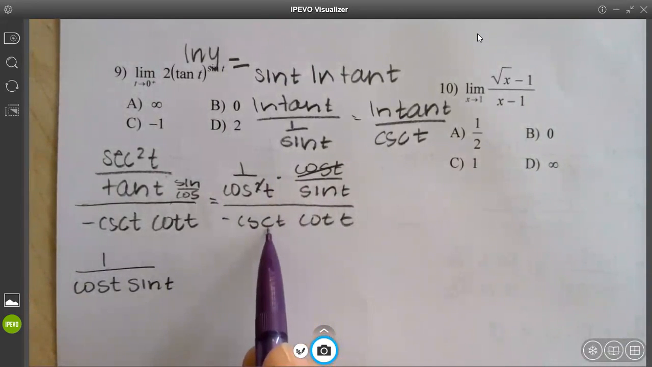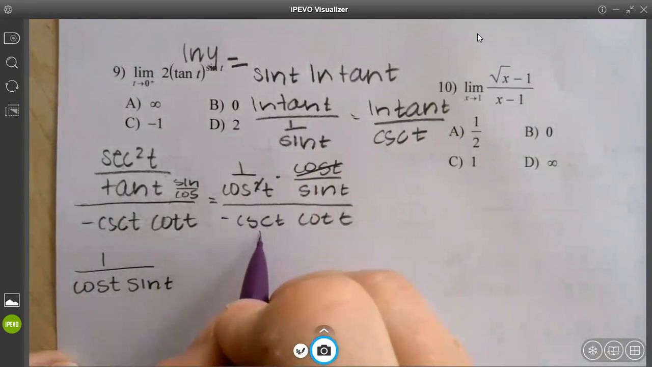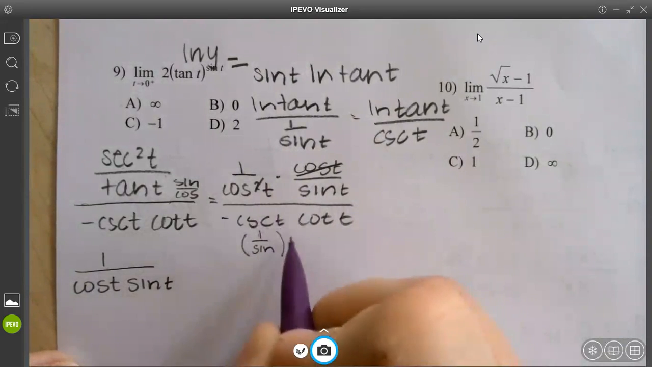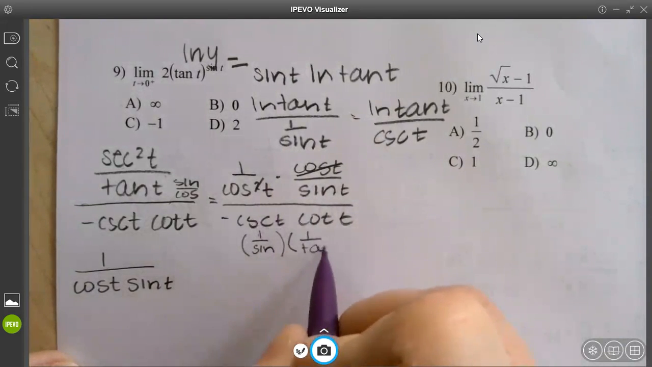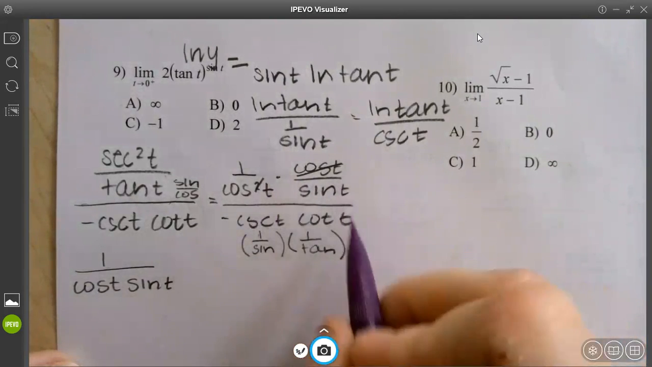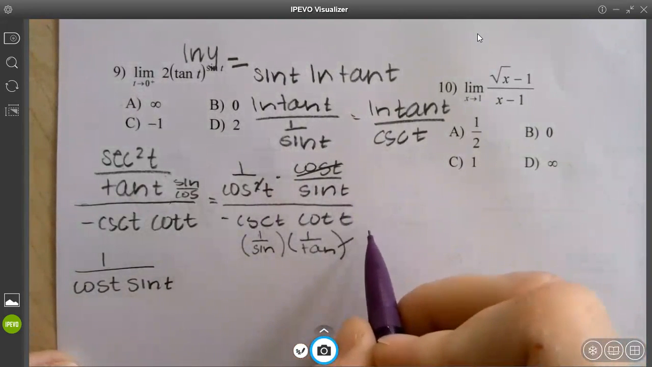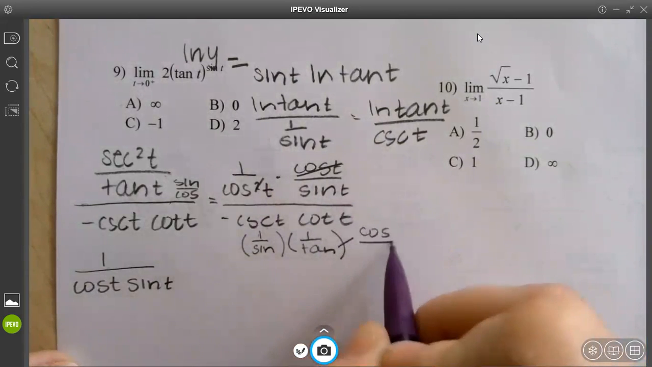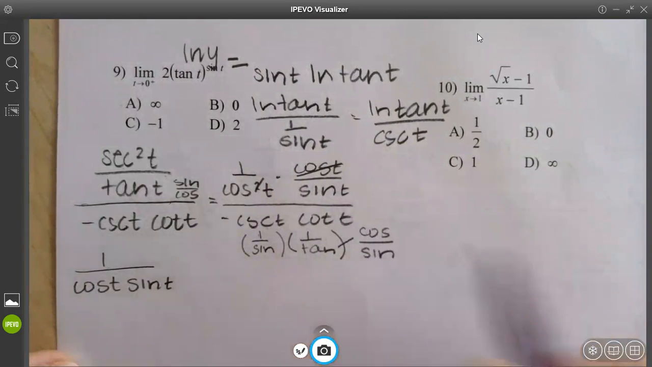What is cosecant? 1 over sine, right? And cotan is cosine over sine, right? Good. Why is it like that? Because it's 1 over.